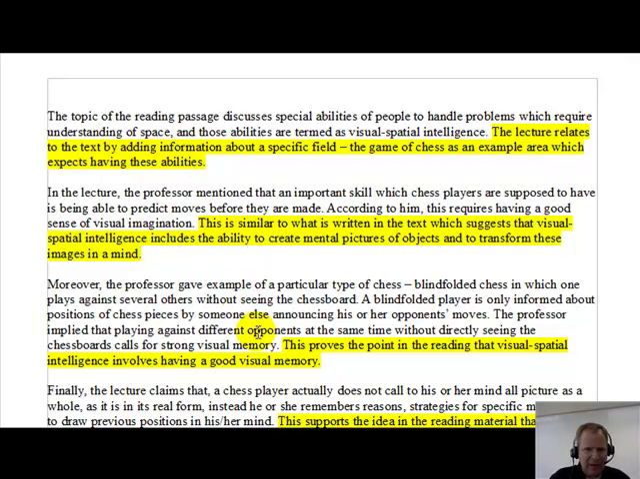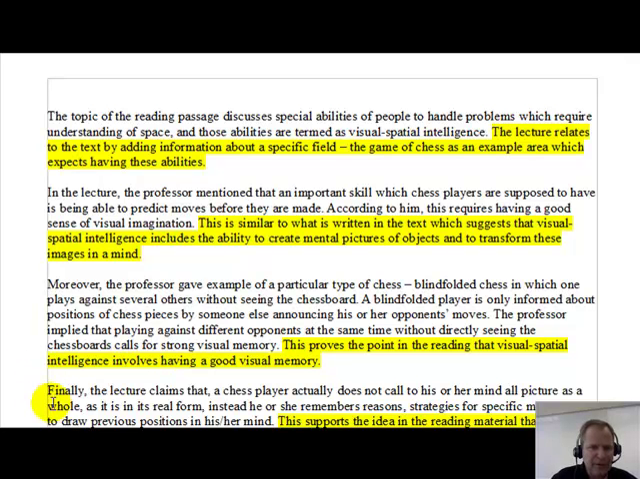These areas I've highlighted in yellow so far are very important because you are directly connecting the information in the listening passage to the information in the reading passage, and that, my friend, is going to help you get a very good score. All right, let's take a look at the next part.